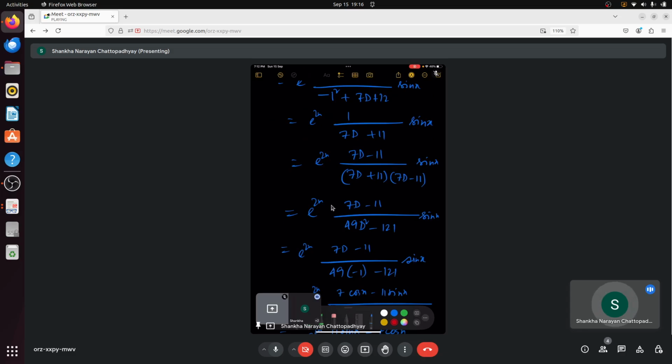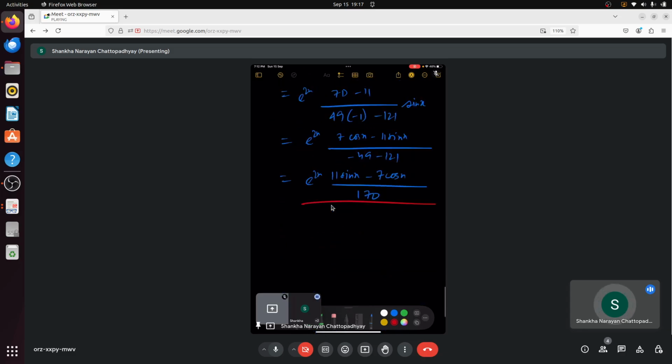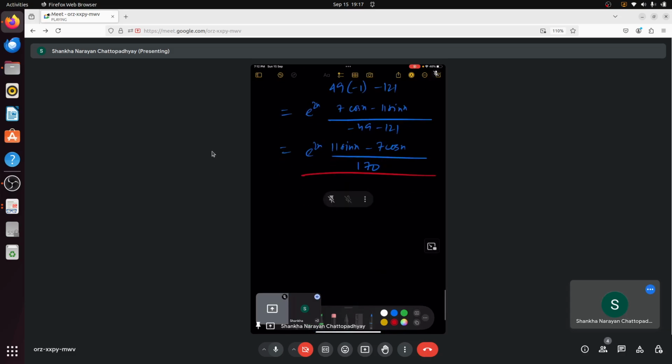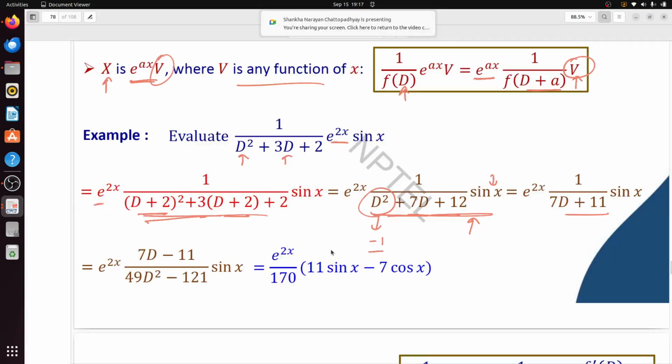First we have replaced D squared with minus a square, then we have done like 7D plus 11, it will be multiplied with 7D minus 11. Then again we got D squared, instead of D squared I have kept it as minus 1. So that is just 49 minus 1 minus 121, sin x. So that will be 7 cos x minus 11 sin x, minus 49 minus 1, will be 11 sin x minus 7 cos x by 170. So our first problem is done.